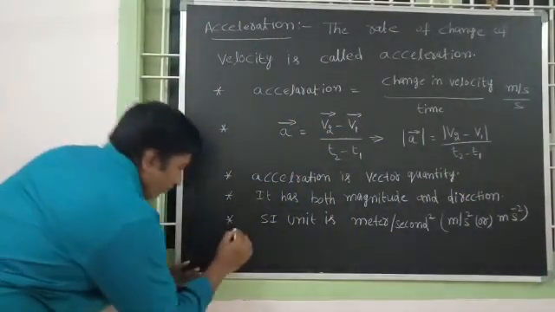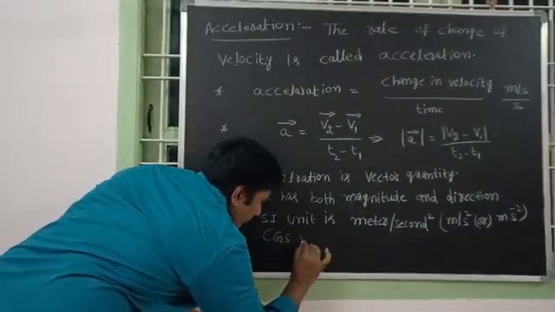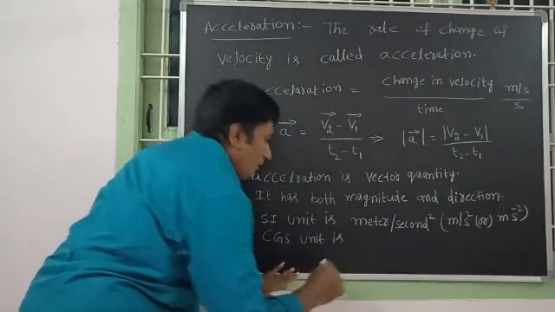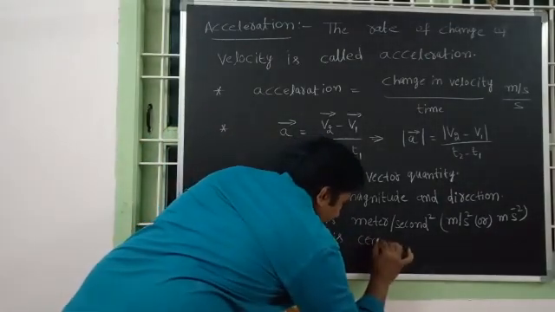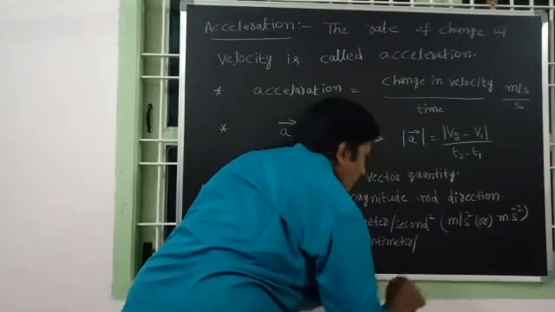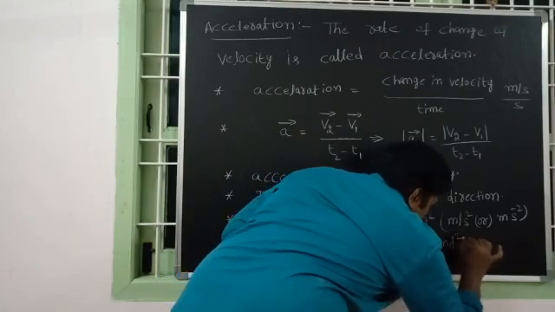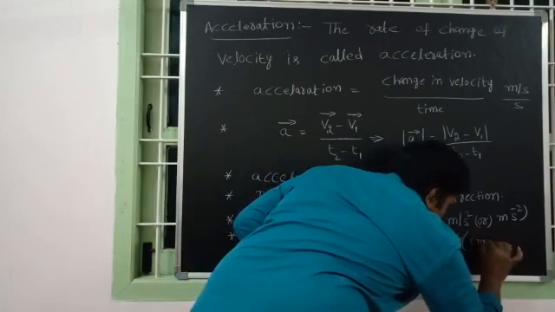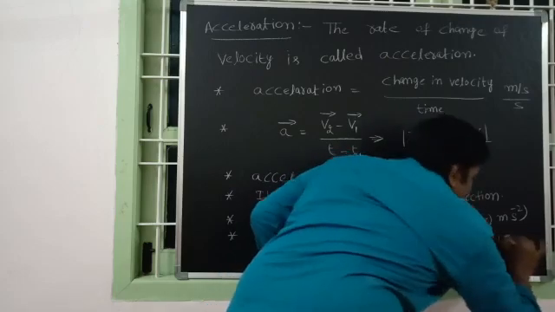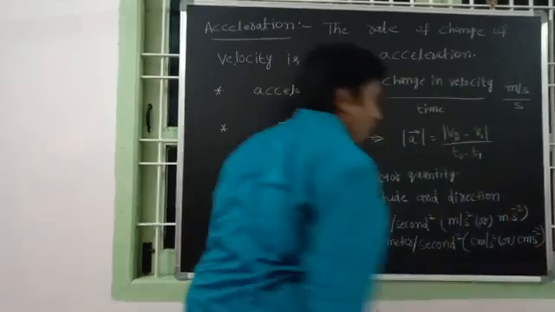In the same way, for the CGS unit, we can write centimeter per second square, or centimeter second to the power of minus 2.